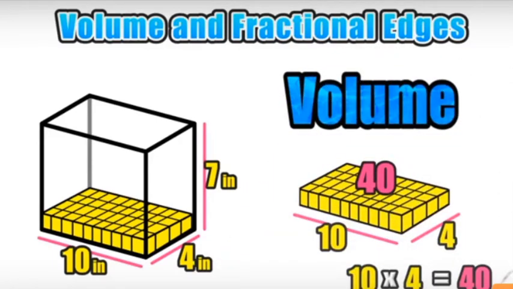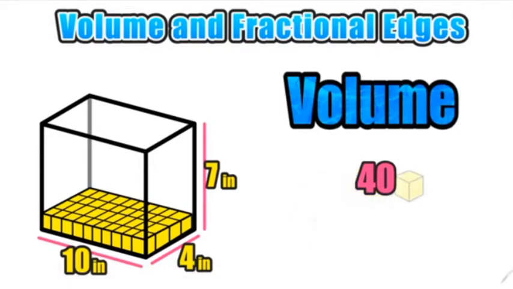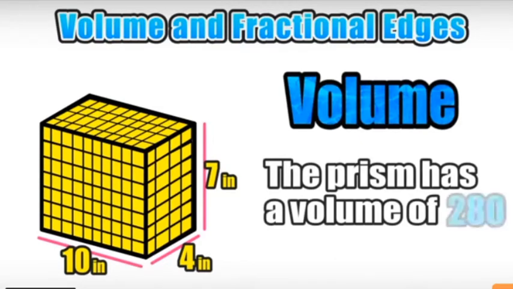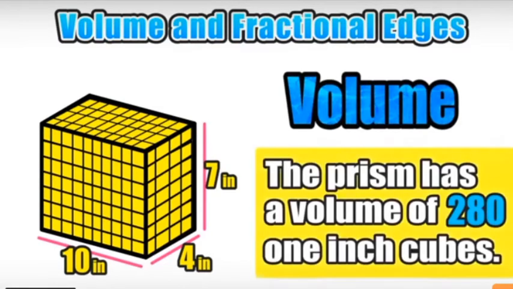This bottom layer of the rectangular prism. Now, to determine how many of these 40 cube layers it would take to fill the entire prism, we have to look at the height, which is 7 inches. Which means that we would need 7 layers of 40 cubes. So by multiplying 40 times 7, our product of 280 represents the total number of unit cubes it would take to fill this entire prism. So now we can conclude that the prism has a volume of 280 1 inch cubes, or 280 cubic inches.